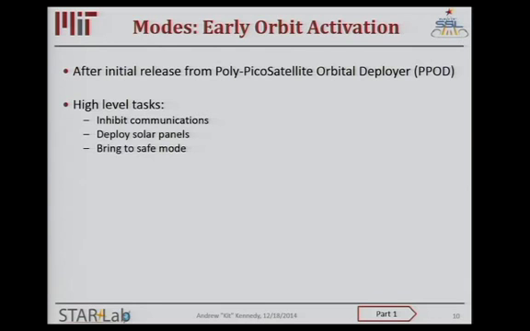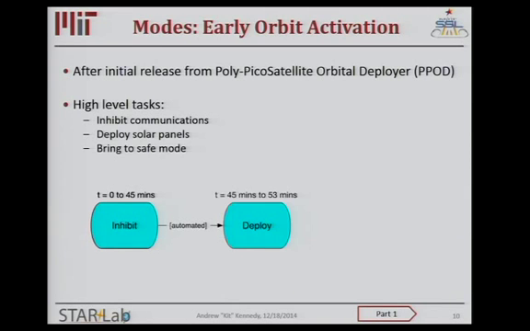And this is our early orbit activation sequence. We're going to be deployed from a P-POD orbital deployer. And then during this initial phase, we have to inhibit communications, and we can't do anything with the spacecraft. And then we deploy solar panels and can start communicating. This process going from inhibit to deploy after we release from the P-POD is totally automated. We deploy solar panels using thermal knife devices, basically a burn wire. And then after we've deployed our solar panels, we go to a safe mode. Basically, the spacecraft just waits for an uplink from the ground to tell it to enter science operations.